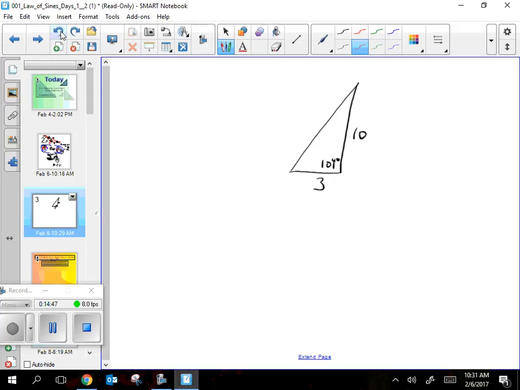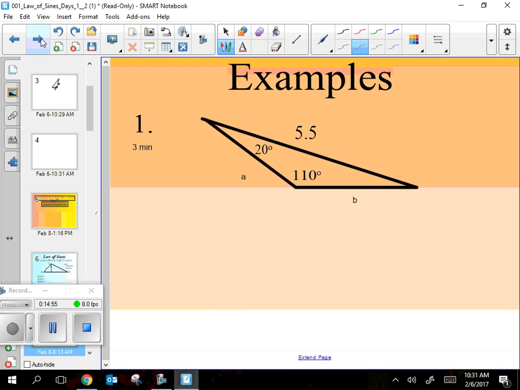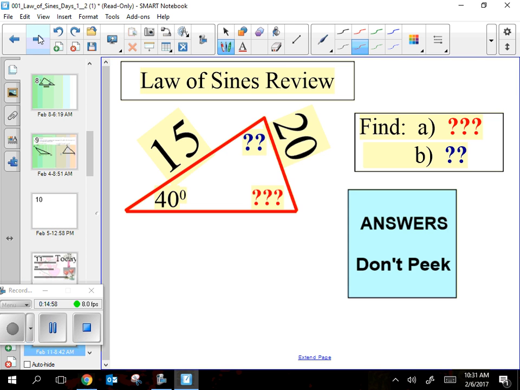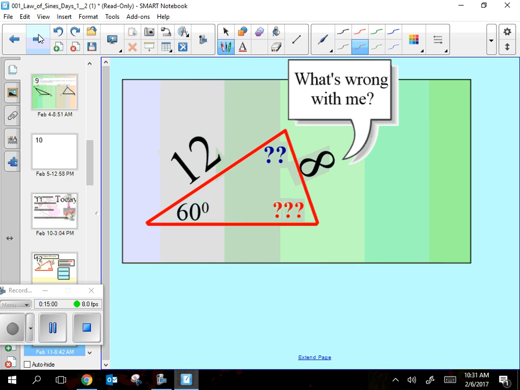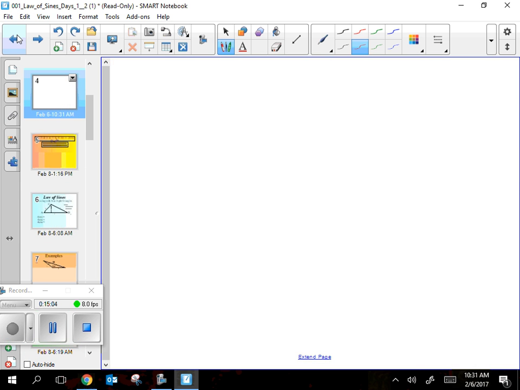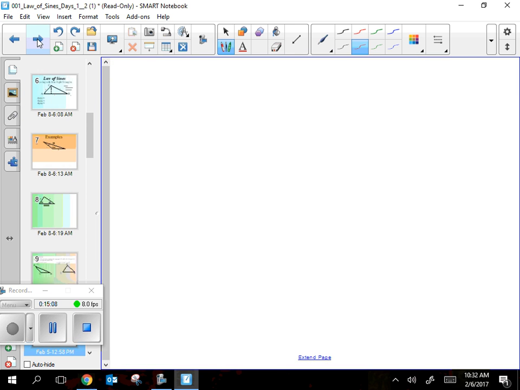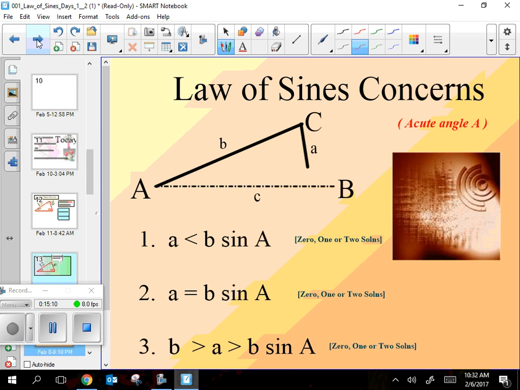Okay, so let me show you one more thing, and this is a complicated thing. Let me show you the little formula that goes with it. Should have paused it, but here. Law of sines, cosines. Go to that one.